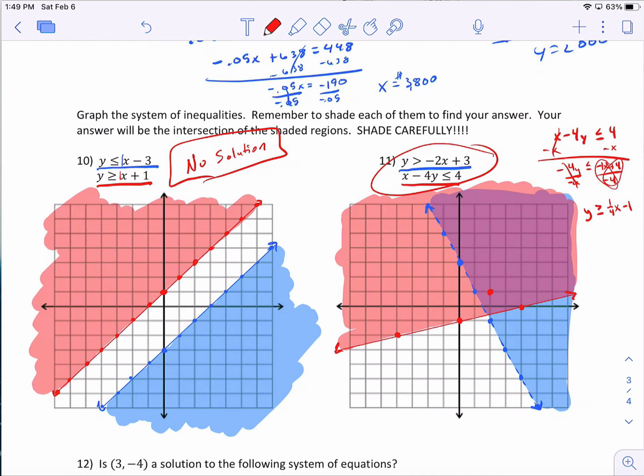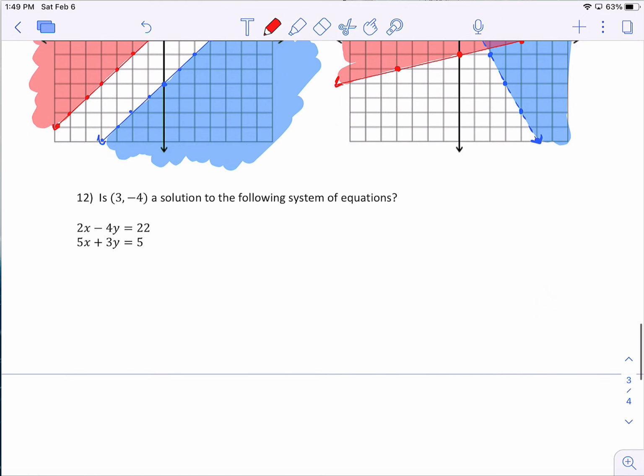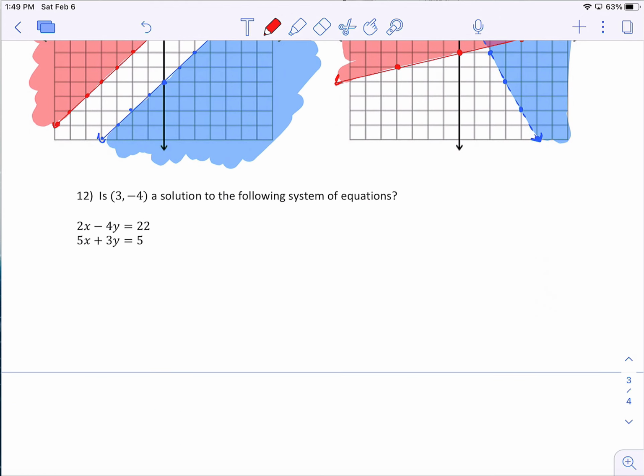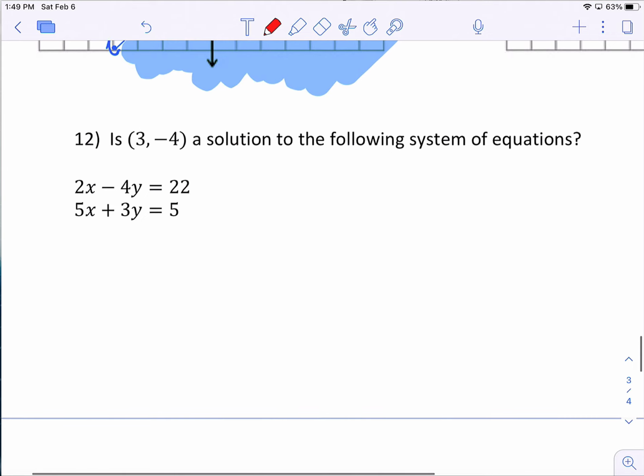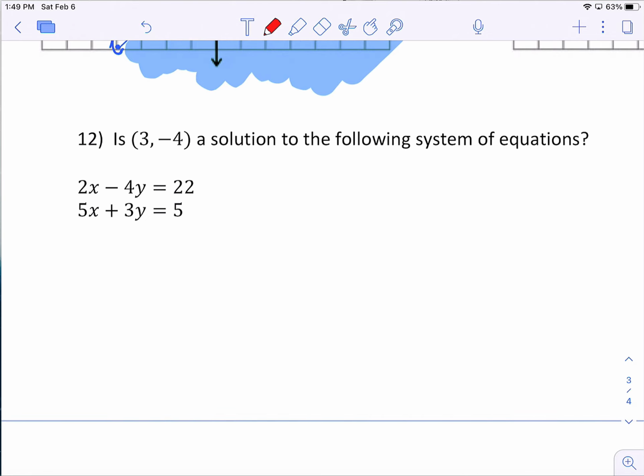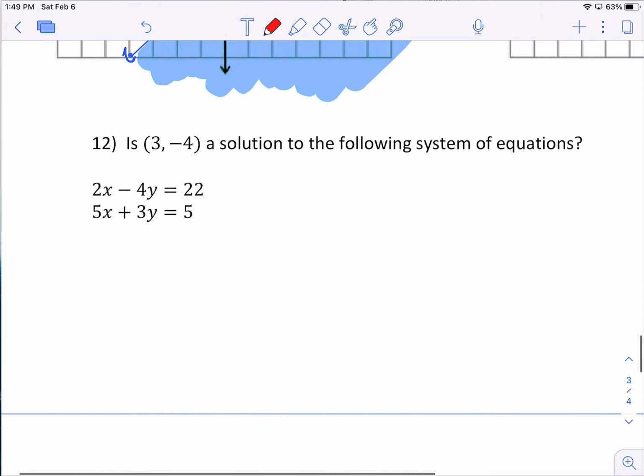All right, and then last, and probably the simplest problem on the whole thing: is 3, -4 a solution to the system of equations? So, don't overthink it. We're asking you, is that the correct answer? All we've got to do is plug it in and see. I'm going to take 3 and put it in for x, and take -4 and put it in for y, and see, does that equal 22?